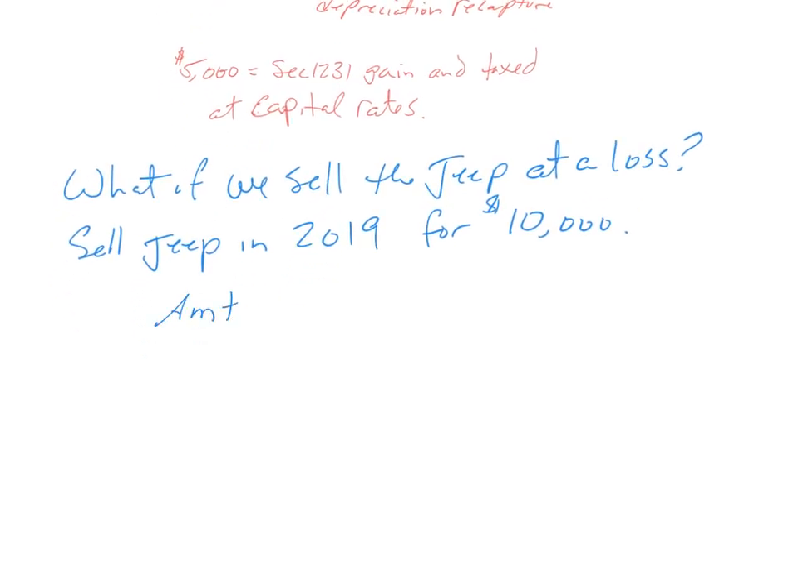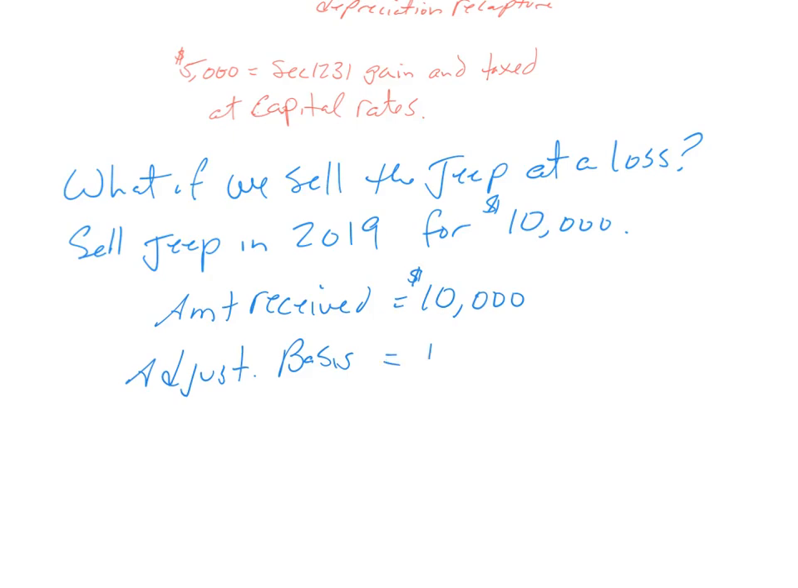So our amount received is $10,000. Our adjusted basis is still the same. And so now we have a loss, and we have a loss of $3,440. So how is this loss treated?